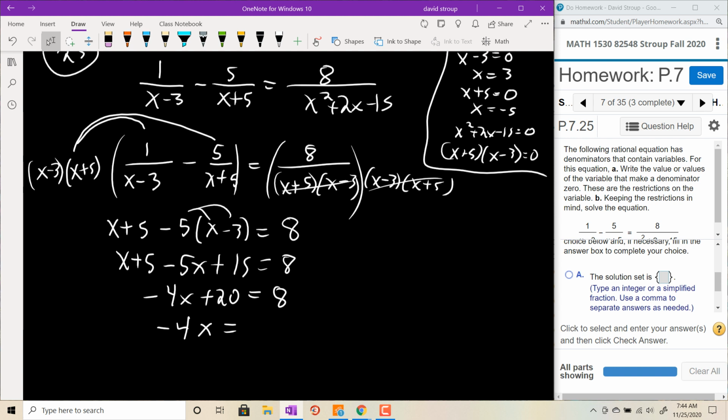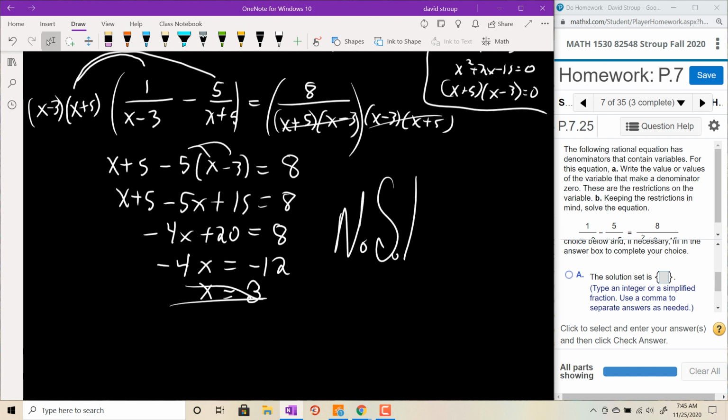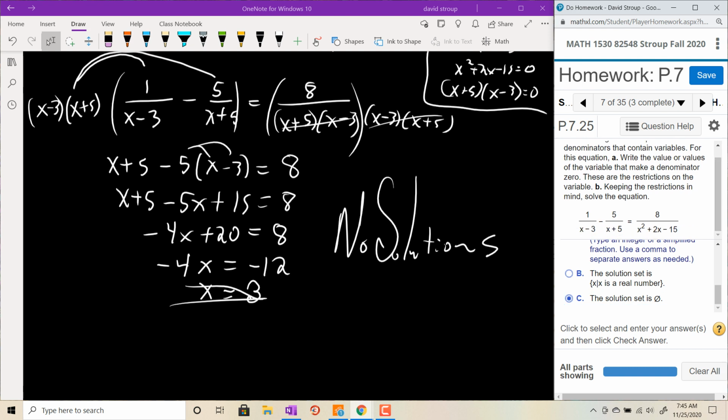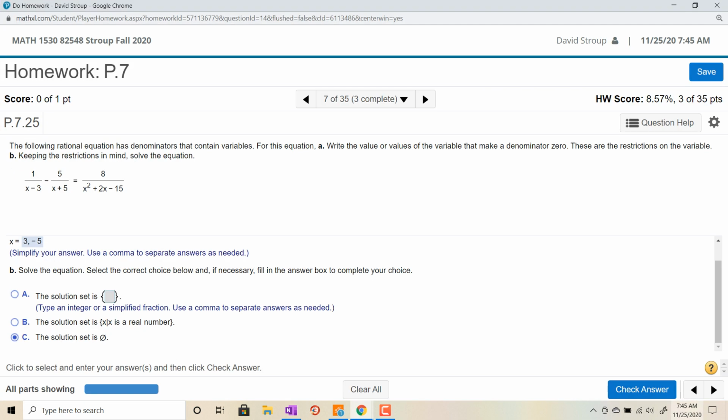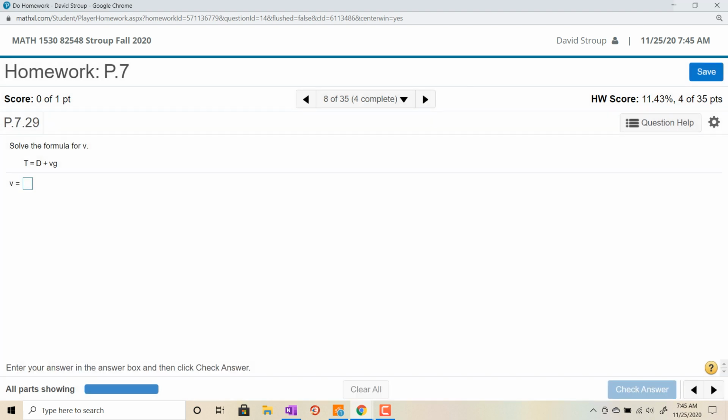Move the 20 to the other side, I give you about -12, right? And then you're ending up with x equaling, drumroll please, 3, which is bad news, right? Because 3 is one of our restricted values. So that was the only potential solution. So then our answer must be no solutions. So you can zip over here. The solution set is the null set. That's the same as saying there's no solutions. And then we'll check our answer. Yay. Okay. Good stuff.